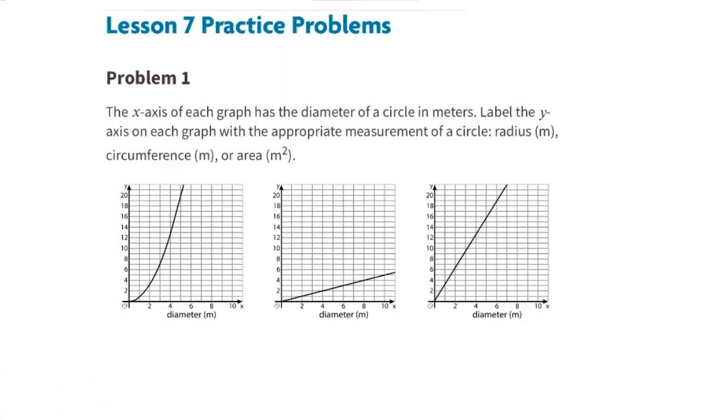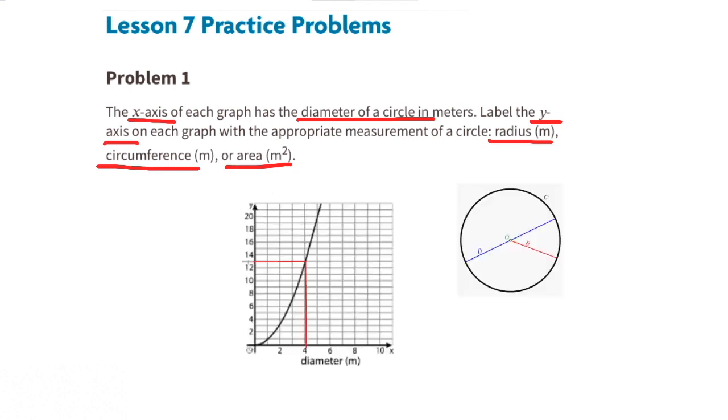Open up resources, Illustrative Mathematics, Unit 3, Lesson 7, Exploring the Area of a Circle. Problem number 1. The x-axis of each graph has the diameter of a circle in meters. Label the y-axis on each graph with the appropriate measurement of a circle, radius in meters, circumference in meters, or area in meters squared. The first graph shows the relationship between the diameter and area of a circle. It's not a proportional relationship.